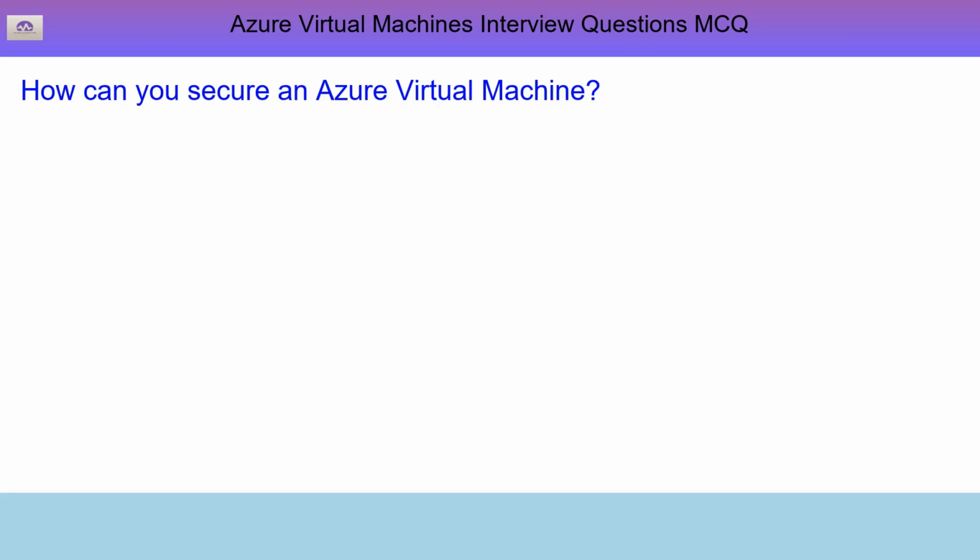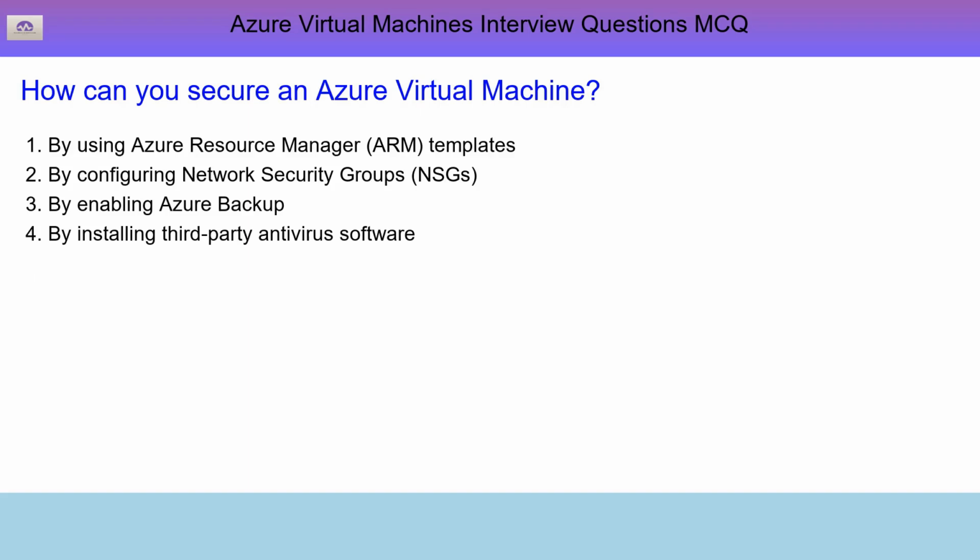How can you secure an Azure virtual machine? Here are your options. 1. By using Azure Resource Manager, ARM, templates. 2. By configuring network security groups, NSGs. 3. By enabling Azure Backup. 4. By installing third-party antivirus software. The correct answer is by configuring network security groups, NSGs.